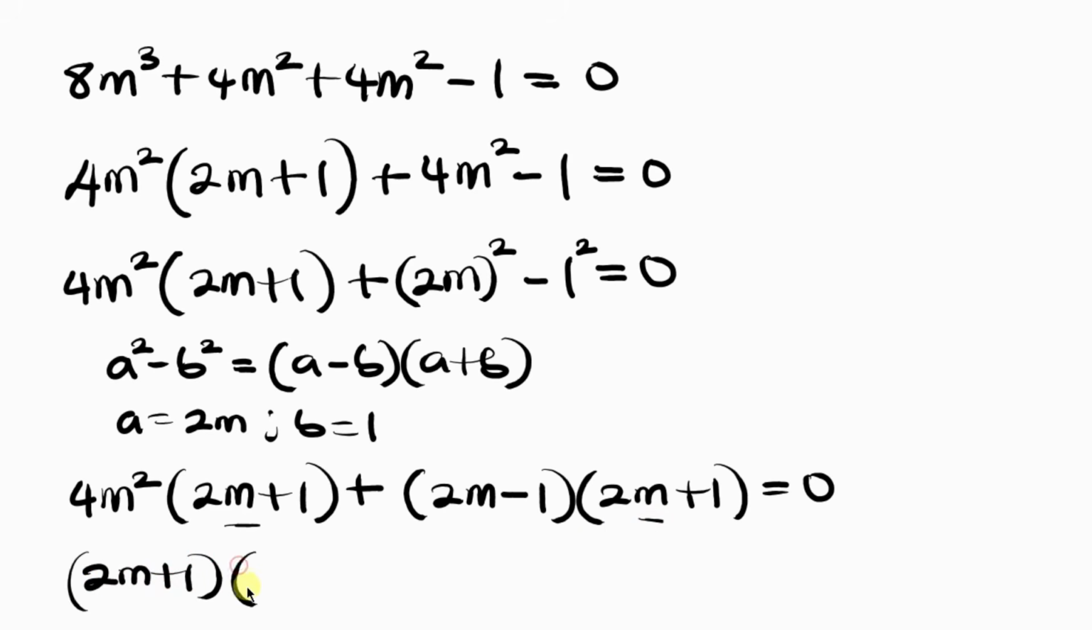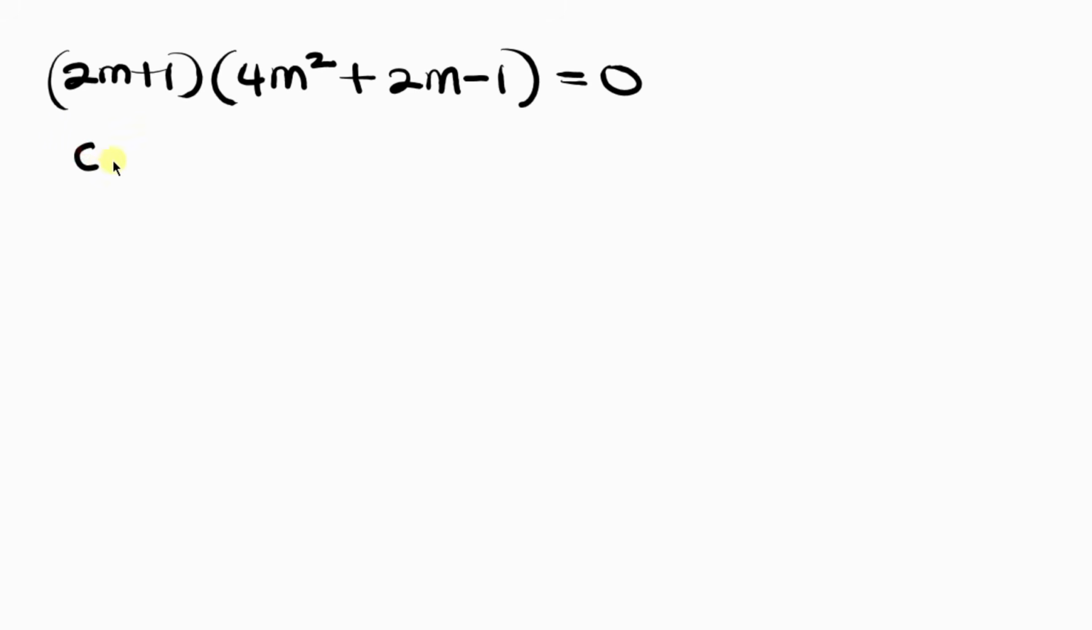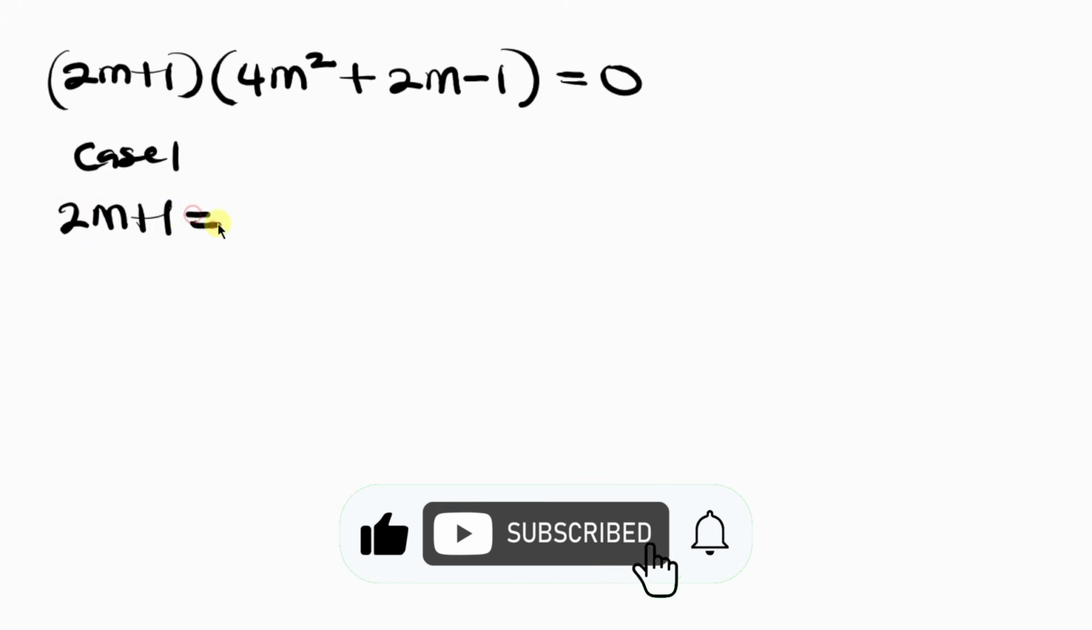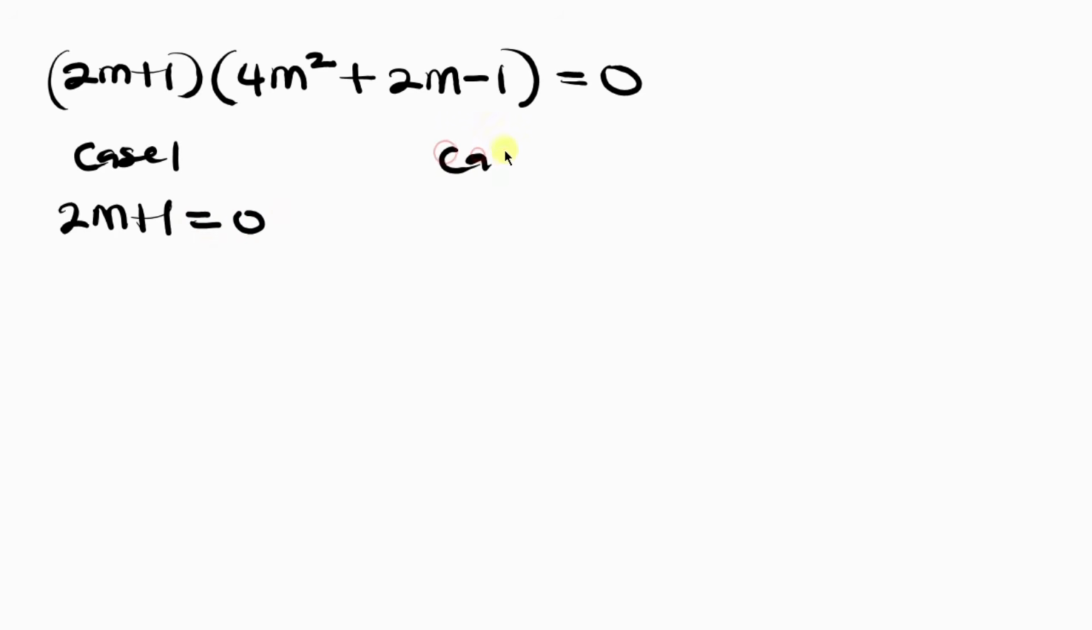Now open bracket. Having factored this out, we have 4m squared remaining, so 4m squared plus, we've factored out this, so we have 2m minus 1 remaining. And this is equal to 0. So we have a nice factorization here, and we have two cases. Case 1: 2m plus 1 is equal to 0. And then case 2: 4m squared plus 2m minus 1 is equal to 0.